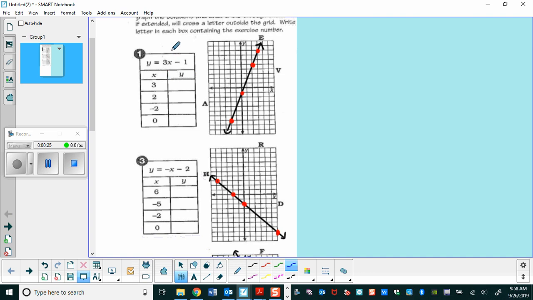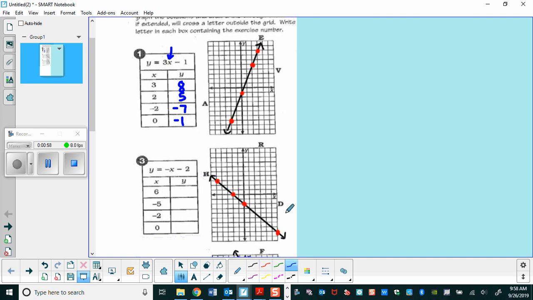So the first one, if x is right here and the first x is 3, just ask yourself, what's 3 times 3? Which is 9, now minus 1, so that's where I'm going to get an 8 right here, okay? All right, now we're going to do 3 times 2. So 3 times 2 is 6, minus 1 is 5. The next input, 3 times negative 2 is negative 6, and negative 6 minus 1 is negative 7. And 3 times 0 is 0, and then we're going to subtract 1 and get a negative 1.